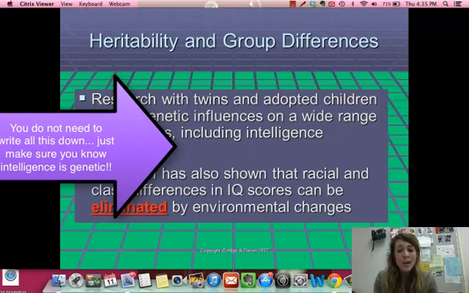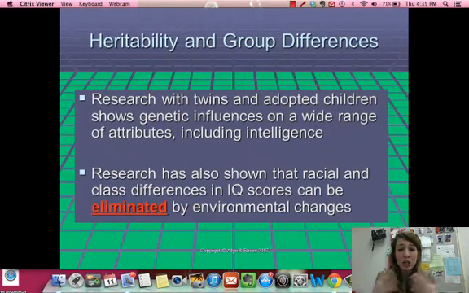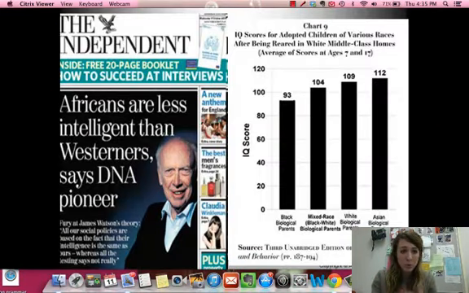But it's also been shown that any racial or class differences in IQ scores can be eliminated by changing the environment. So a lot of times it's not about race or class, it's about the environment. Lower socioeconomic groups tend to do poorly on IQ tests, not because they're not as smart, but because they maybe don't have the same nutrition, or they don't get read to as often because their parents are working 2 and 3 jobs, or a lot of other factors that come into play.